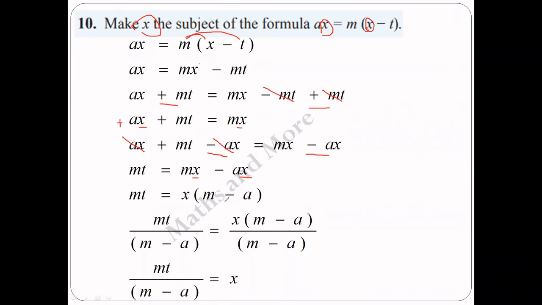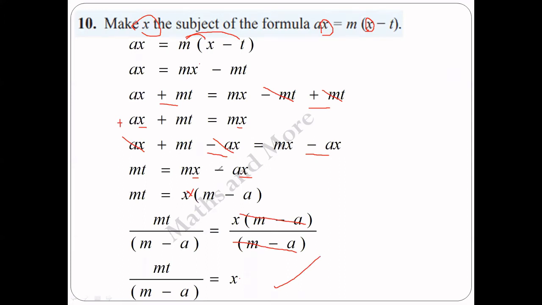Now you can remove this m minus 1. Here there's a hidden multiplication sign. So divide by this bracket. Divide by m minus 1. Then cancel out this whole bracket with this whole bracket. So x will remain on the right hand side. On the left hand side, a plus mt over m minus 1 remains. x is on one side. So x is the subject. This is the final answer.